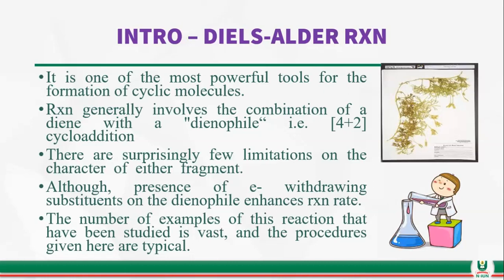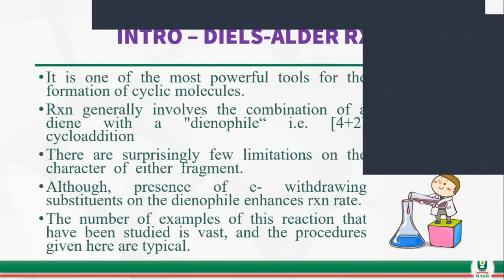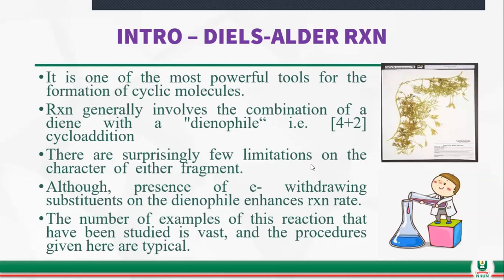So if the molecules or substituents around your dienophile are electron withdrawing, they make those 2 carbons of the dienophile highly electrophilic, hungry for electrons. So it makes the rate of reaction very fast, and it makes the product formation very easy. The number of examples of this reaction that have been studied is vast, and the procedures have been given in topic 1.